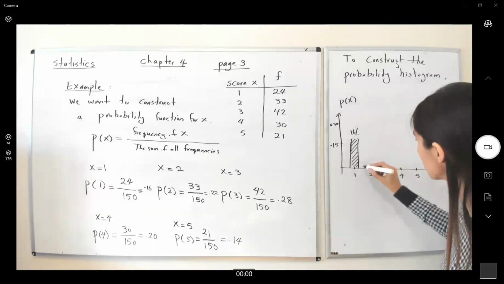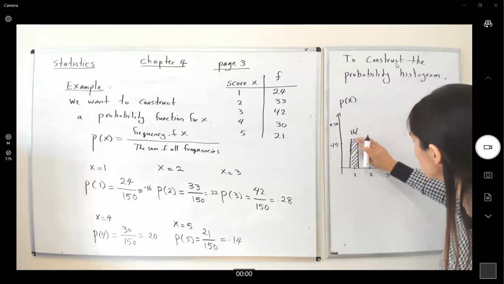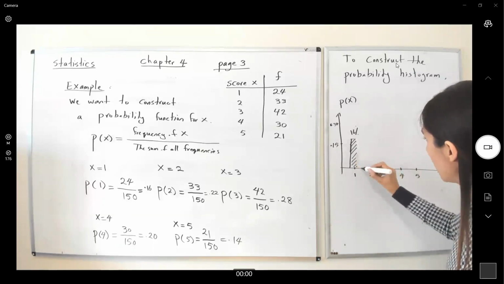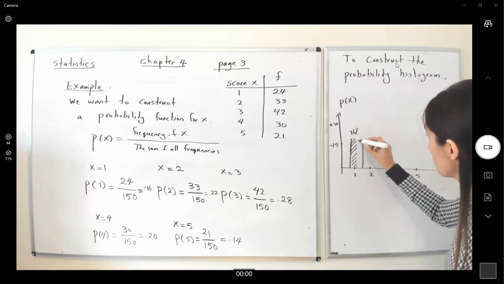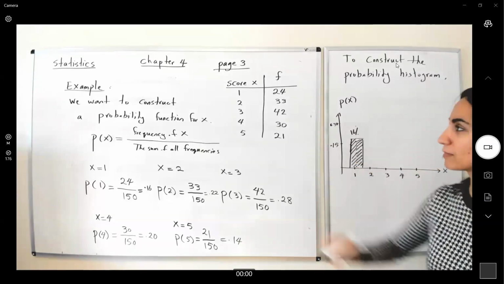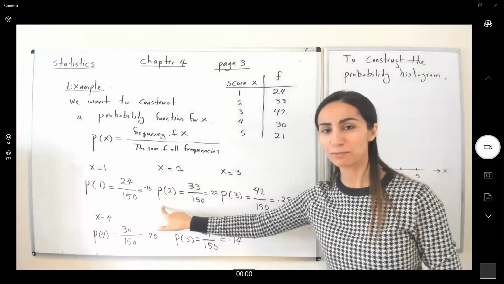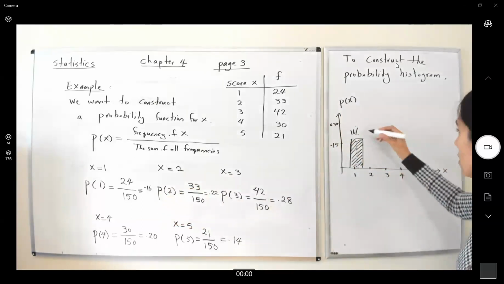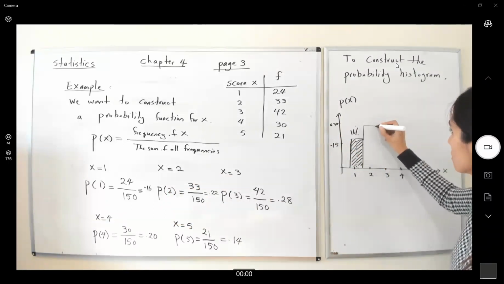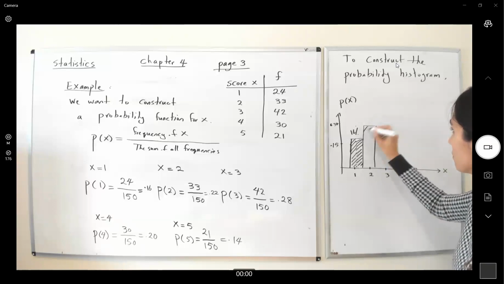My second bar, so let me just move this a little bit here. I want them to have no gaps. Okay, perfect. 2, the probability of x being 2 is 22%. So I'm going to stop at 22%. Suppose 22% is here.